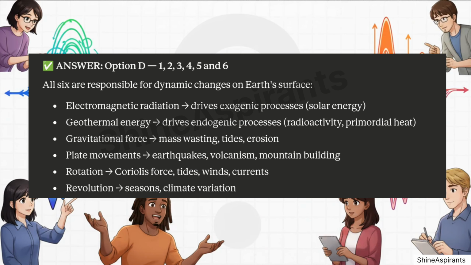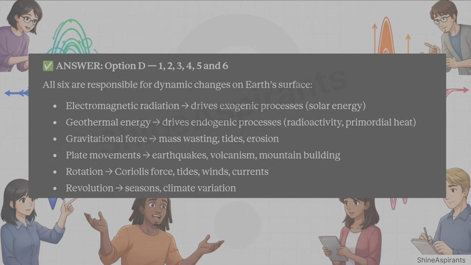Answer, option D, 1, 2, 3, 4, 5 and 6. All 6 are responsible for dynamic changes on Earth's surface. Electromagnetic radiation drives exogenic processes, solar energy. Geothermal energy drives endogenic processes, radioactivity, primordial heat. Gravitational force: mass wasting, tides, erosion. Plate movements: earthquakes, volcanism, mountain building. Rotation: Coriolis force, tides, winds, currents. Revolution: seasons, climate variation. All 6 are listed as factors responsible for dynamic changes.